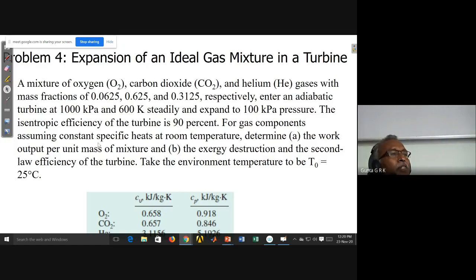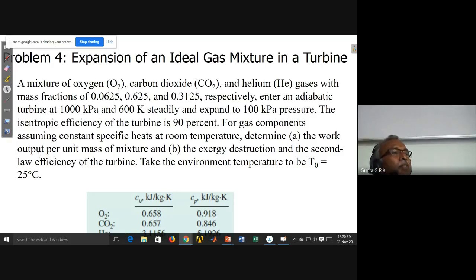For the gas components, assume constant specific heats. These are given as data. Actually, Cv and Cp of all the gases are given. We have to find out the work output per unit mass of the mixture, and the exergy destruction I have to find out.